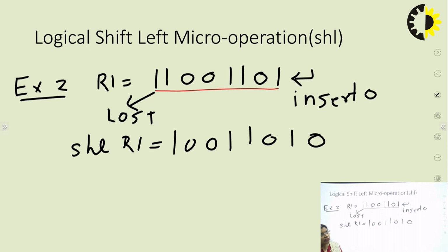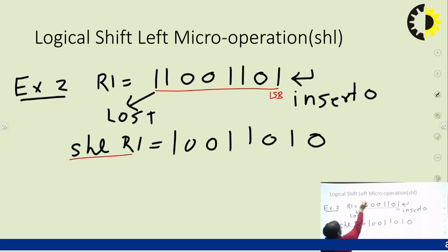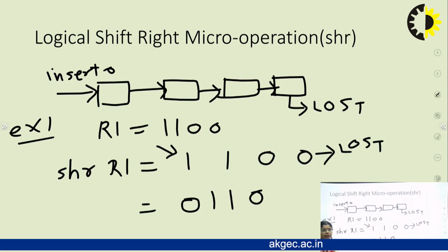Whatever the R1 register is, you have to apply SHL R1, the logical shift left. At that moment, you have to insert 0 from the LSB side and the MSB side will be lost. This MSB will be lost. So SHL R1 has a result like this.